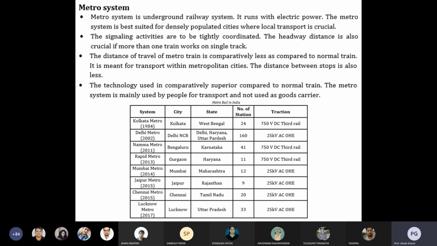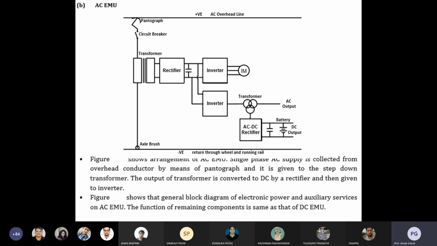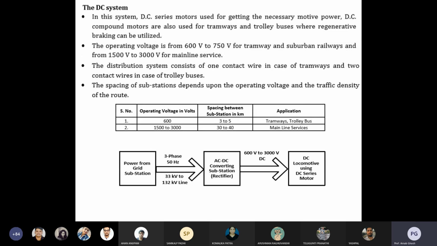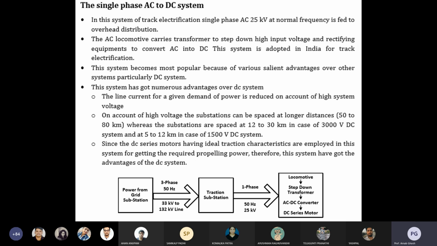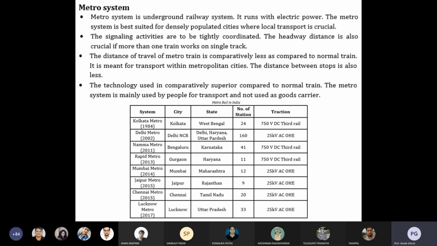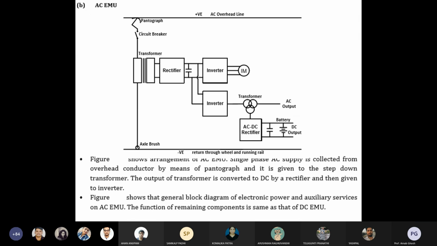Then we'll start the AC EMU from my next class. There are some continuations of these portions. In my next class we will start the AC EMU and the other systems. A few slides are pending, so I think within two classes that portion will be completed.